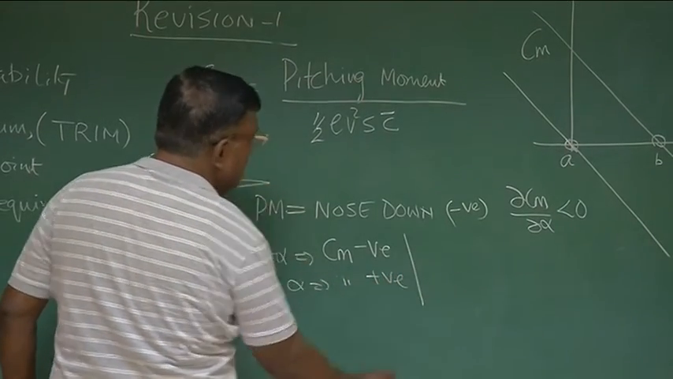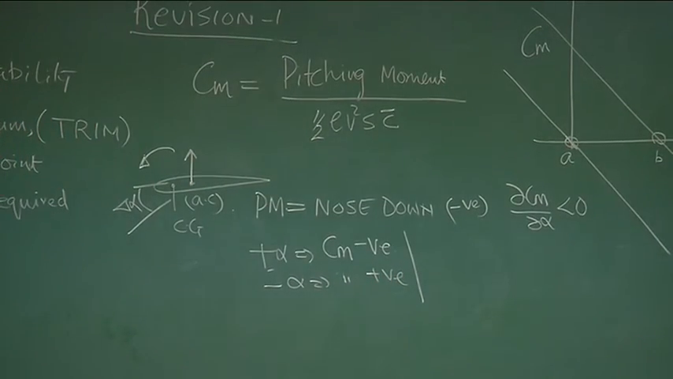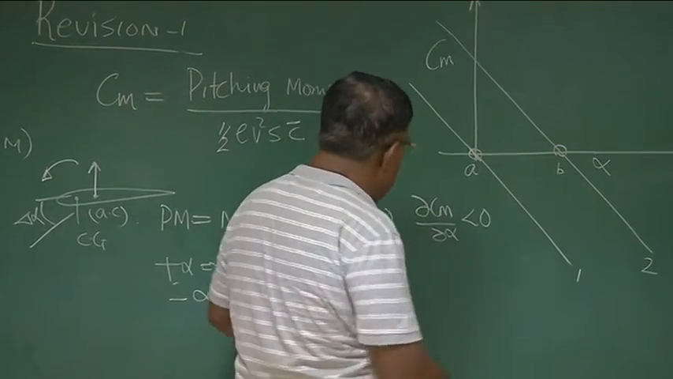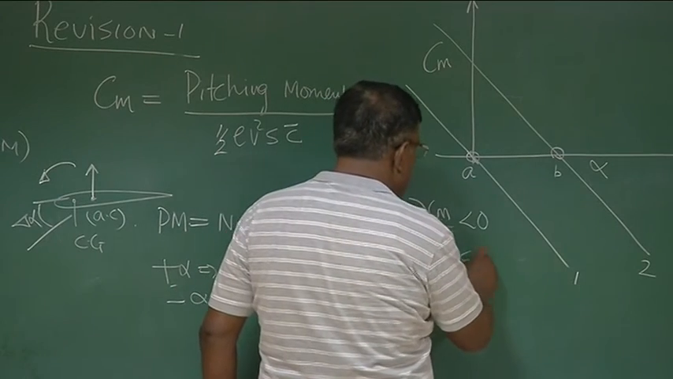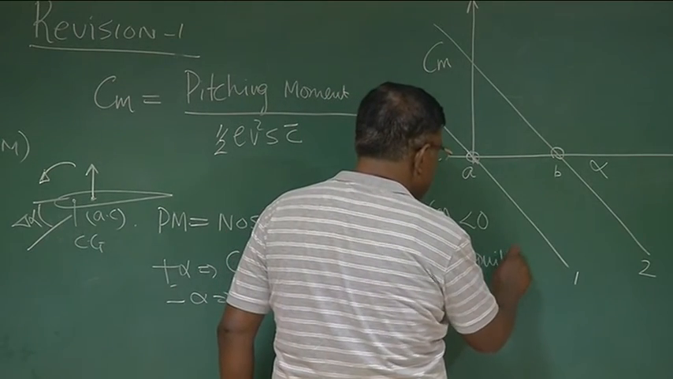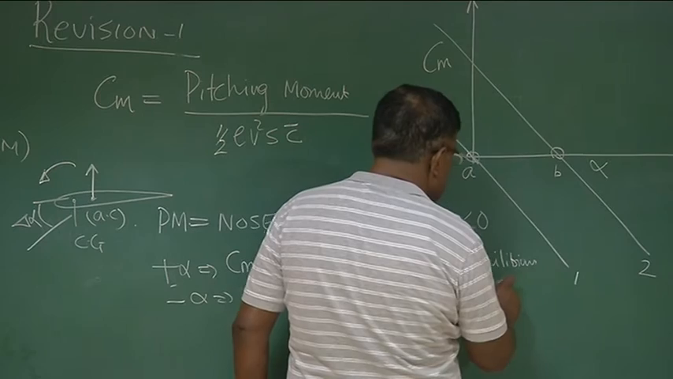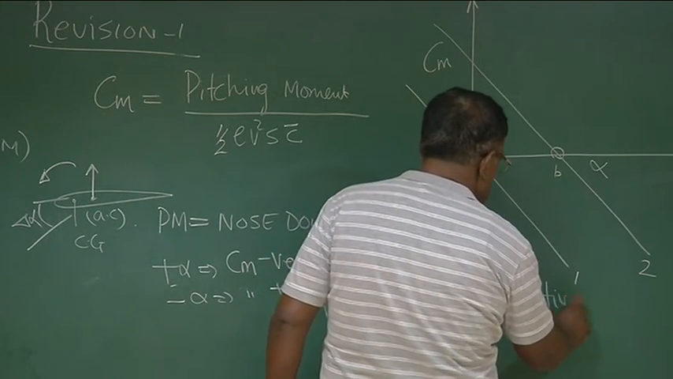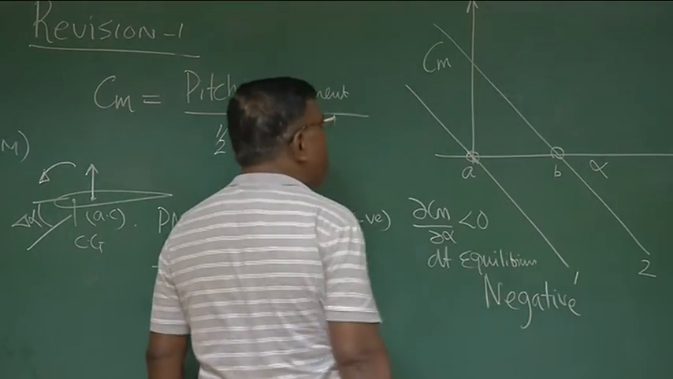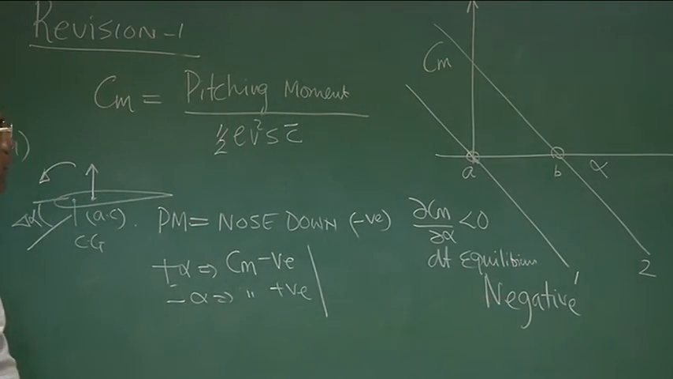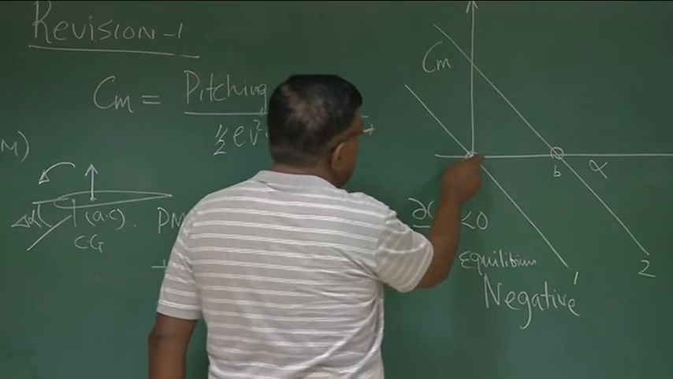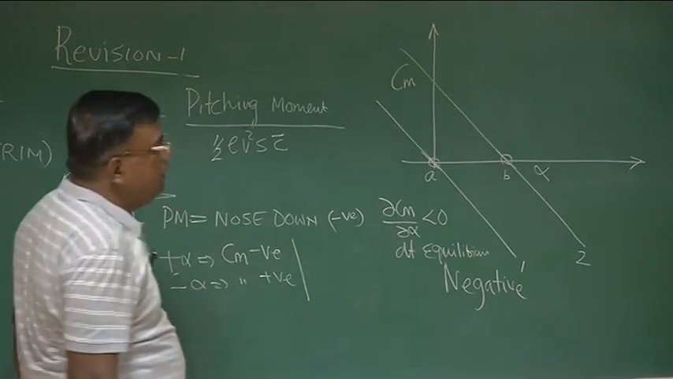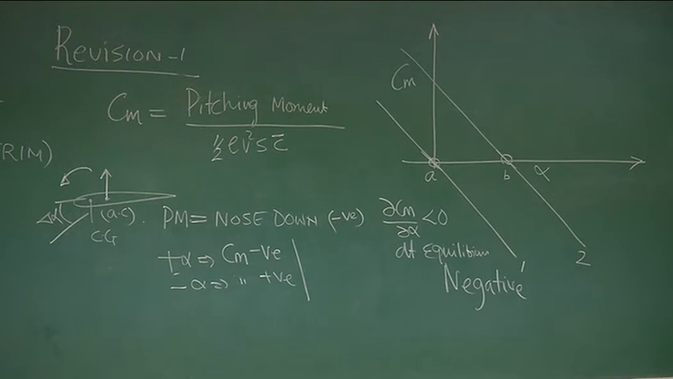With this understanding, we translated this understanding in a mathematical form. We say the slope at equilibrium should be negative. And we identify the equilibrium points are A and B, and you could see the slope at A and slope at B are negative, so both are statically stable cases, right?